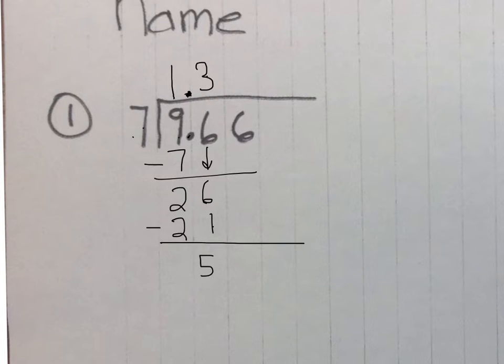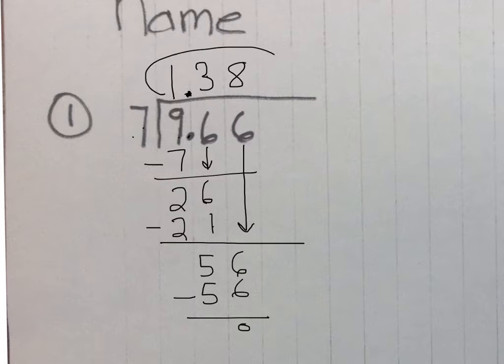Okay, so now I go to the next column. I bring that down, and I have 56. How many 7s go into 56? I know that 8 times 7 is 56, so 8 times 7, 56, subtract it out, equals 0. There's no more numbers. My answer is 1 38/100.